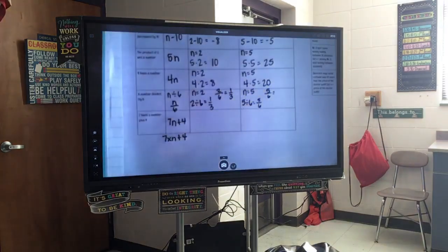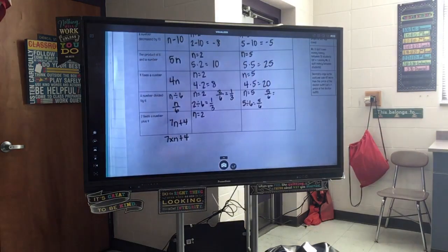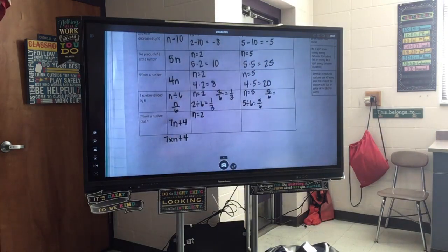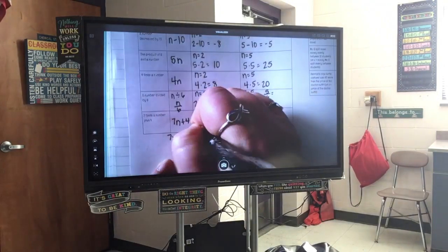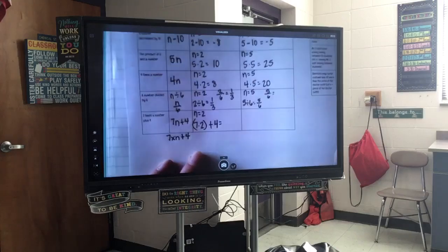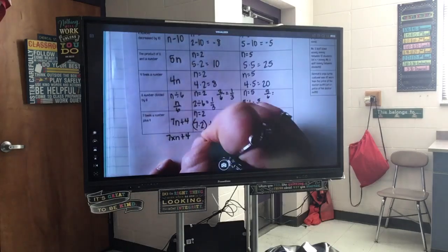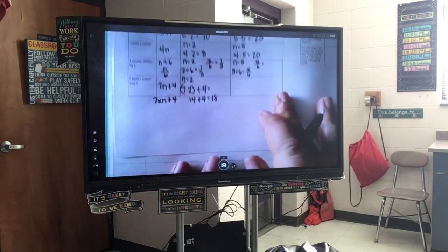Okay? All right, so then if n equals 2, what do we do here? 7 times 2 plus 4. So 7 times 2 plus 4, which gives us what? Because you have 14 plus 4 equals 18.